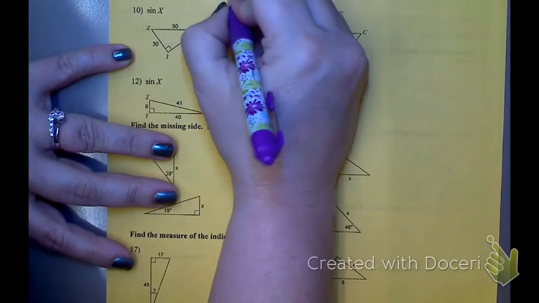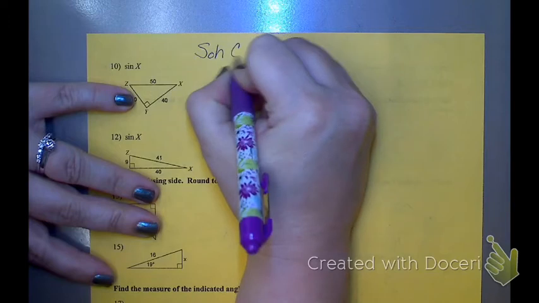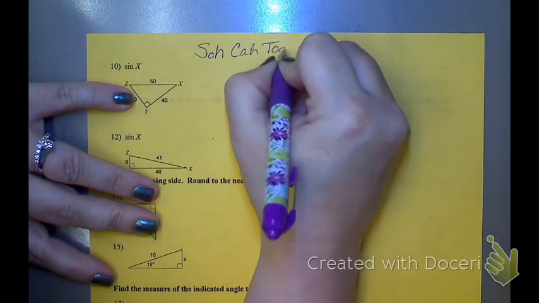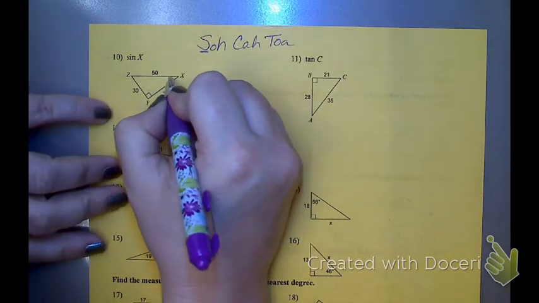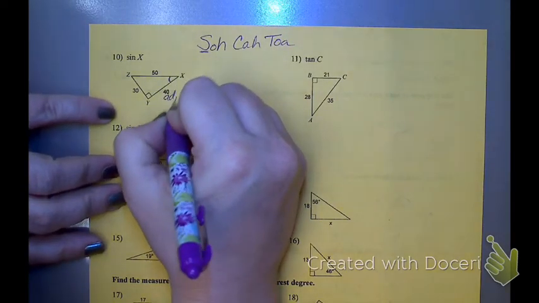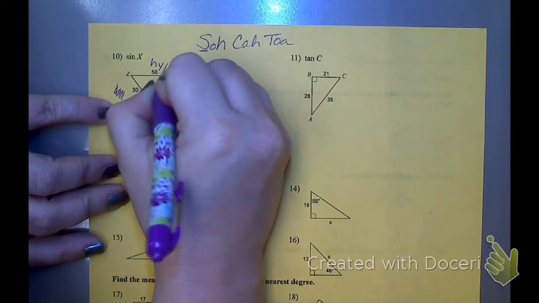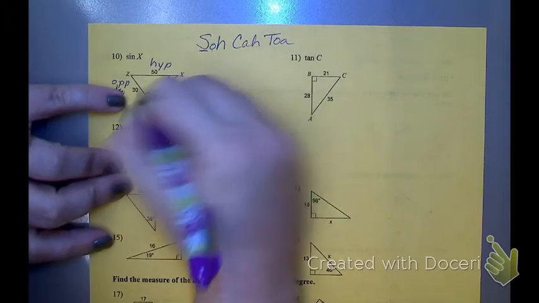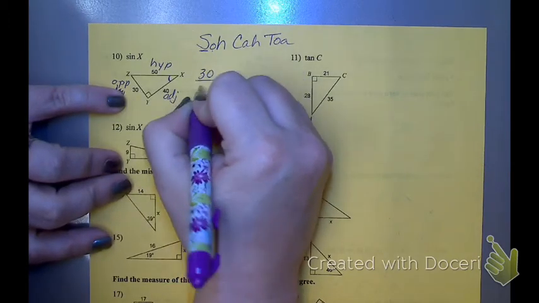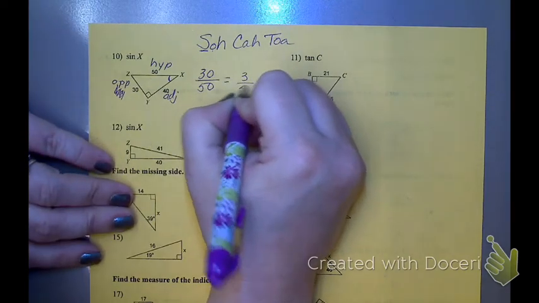Sine of x, I'm going to write SOHCAHTOA up here again just so I can refer back to it. So, sine of x, I need sine. Here's x. Here's my adjacent, hypotenuse. I'm sorry, not hypotenuse. Hypotenuse is over here. And this is opposite. So I need opposite, which would be 30, over the hypotenuse, which is 50. That reduces to 3 over 5.